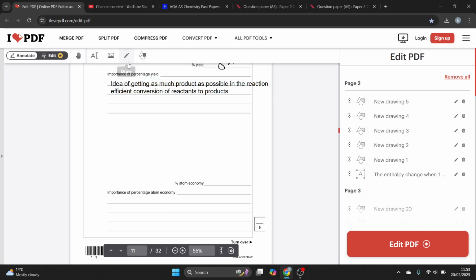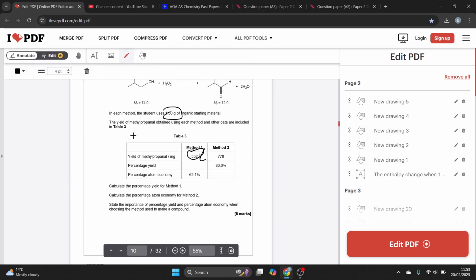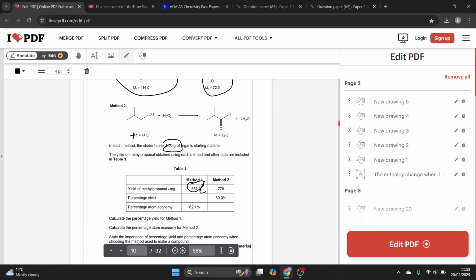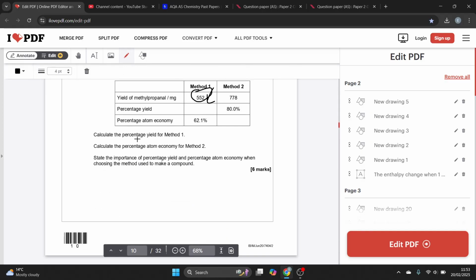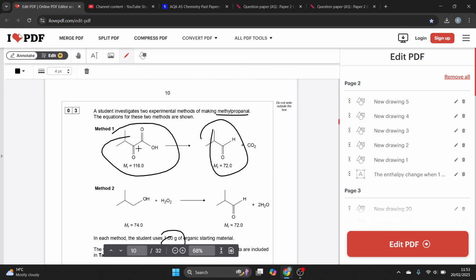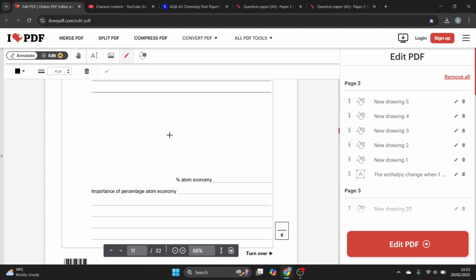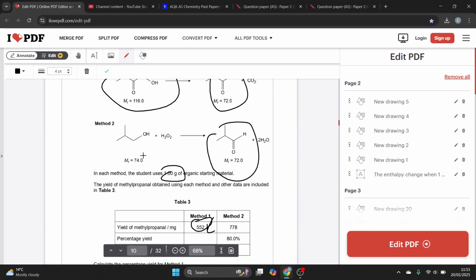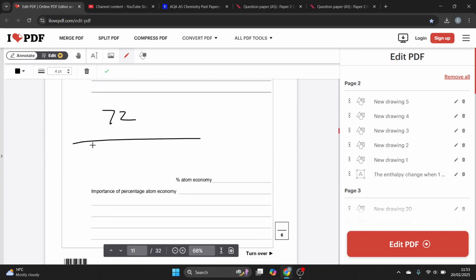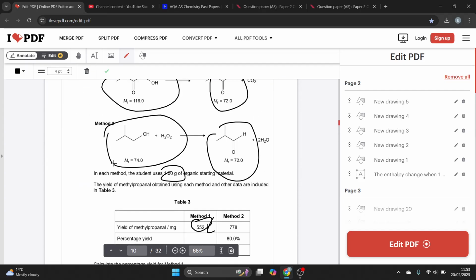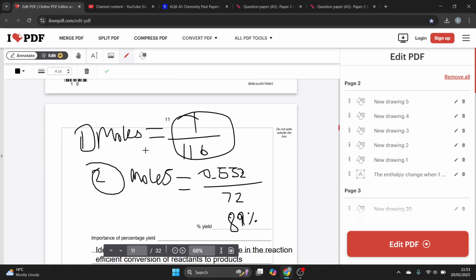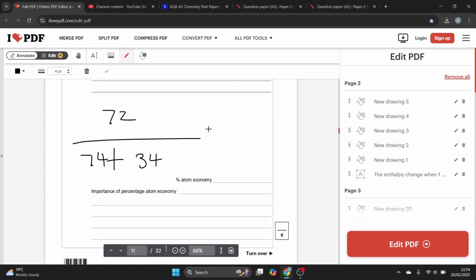Oh yeah, and the percentage atom economy. Percentage atom economy is Mr of desired products over Mr of reactants times 100. That's the formula, and we include the moles as well, but in this case we're not going to include the moles. So percentage atom economy for method 2: Mr of desired product, methylpropanol, is 72, over Mr of all reactants. So 74 plus the H2O2, which is 16 plus 16, 32, plus 2, 34, times 100. And that will give you 66.7%.